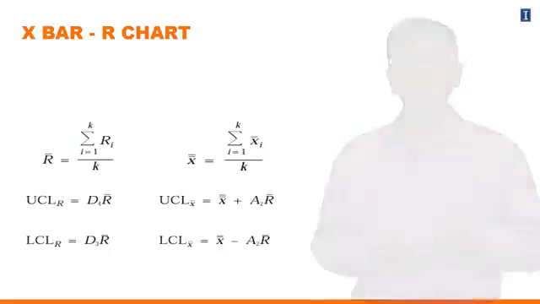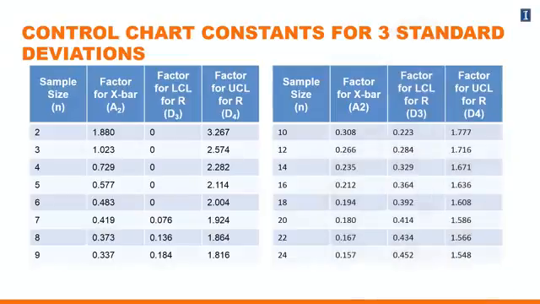What are these things and where did they come from? So where they come from is this chart that we can use to pick out these values. So what is this chart? This chart is taking the different sample sizes that you might use and giving you the different A2, D3, and D4 values that you would plug into those formulas.